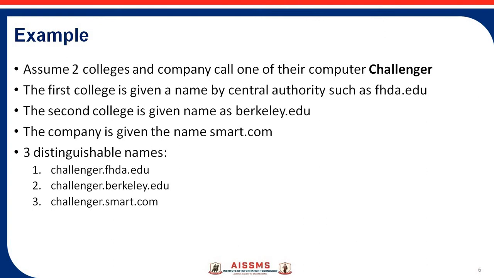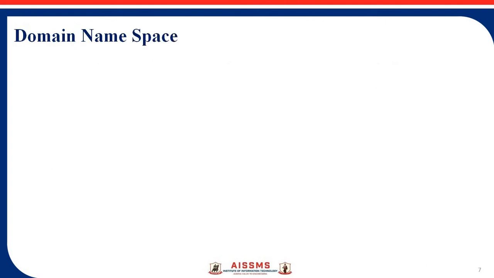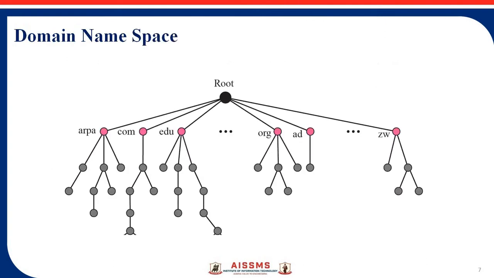challenger.fhda.edu, challenger.berkeley.edu and challenger.smart.com. The names are unique without the need for assignment by a central authority. The central authority controls only part of the name, not the whole. Now we'll see the domain name system.